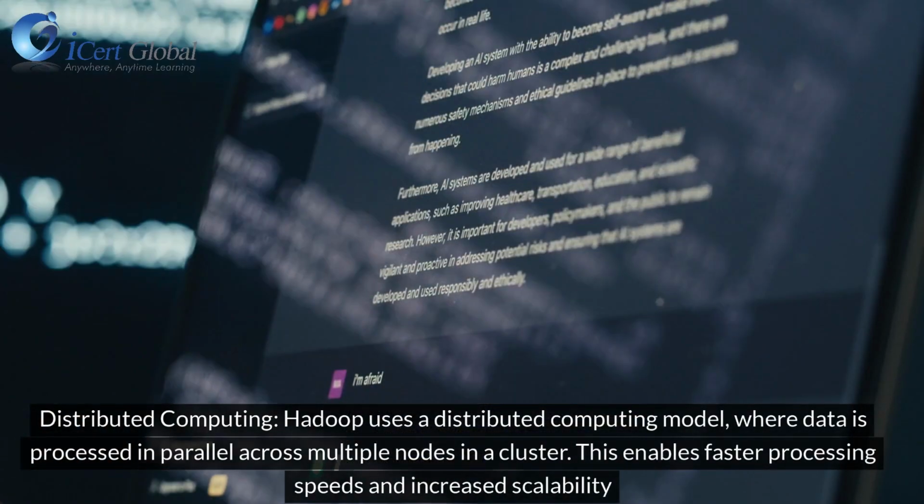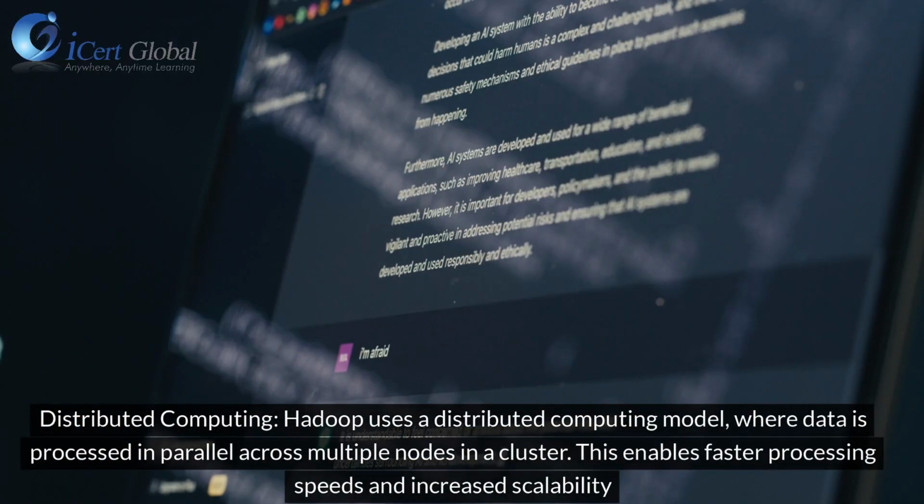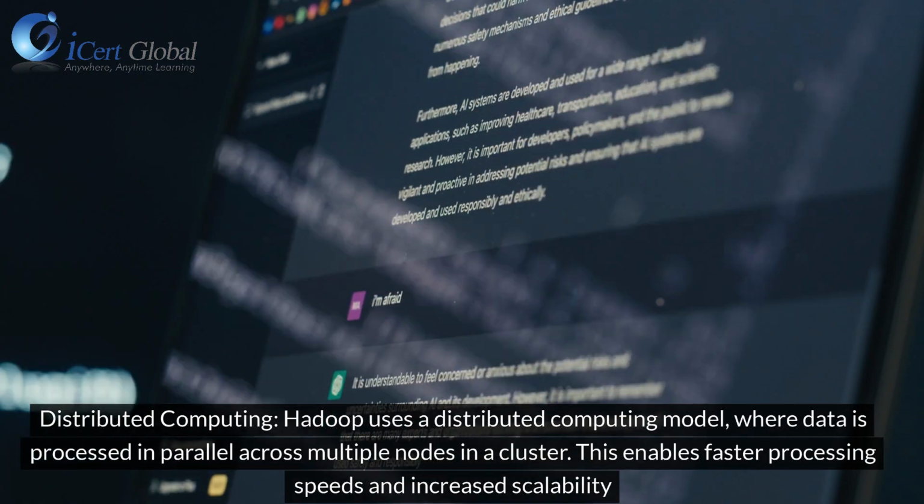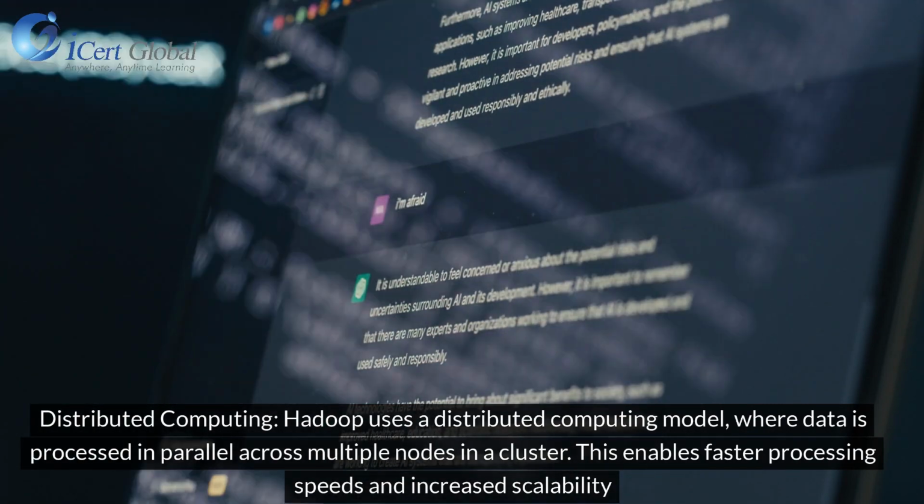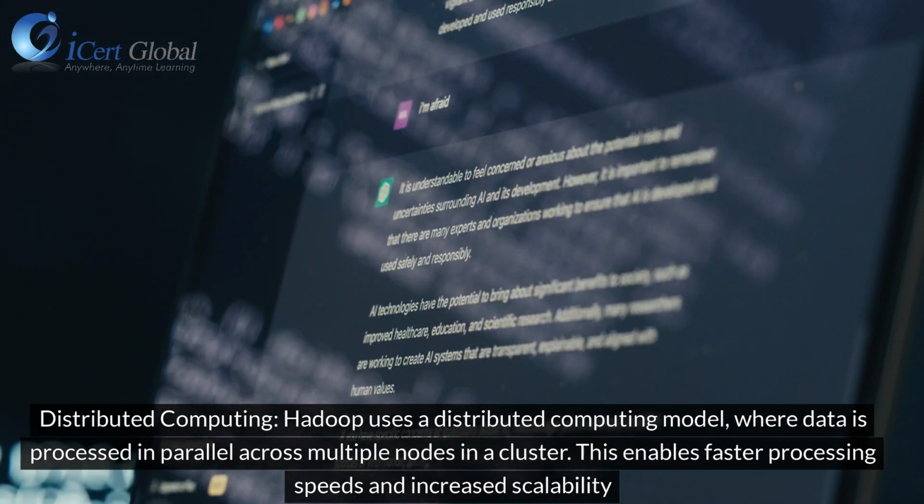Distributed computing. Hadoop uses a distributed computing model, where data is processed in parallel across multiple nodes in a cluster. This enables faster processing speeds and increased scalability.